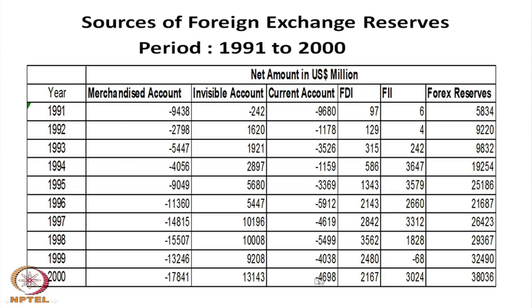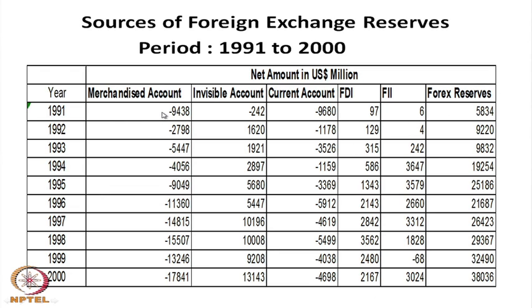And by 2000, if you see, there has been a significant improvement in foreign exchange reserve. It is almost 38 billion compared to 5 billion in 91. So, in 10 years we have moved from 5 billion in 91, 92 to 38 billion US dollar in 2000. If you see the growth in the foreign exchange over this 10 year series, 91 to 2000, it is the invisible, the foreign direct investment and FII investment.